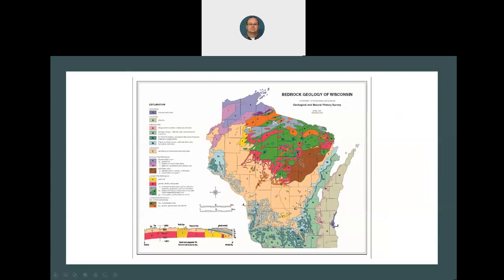Again, here's the bedrock of Wisconsin. We're over here. Our bedrock is dolomite. So dolomite and shale and dolomite. Up in Door County, there's a lot of quarries right over in here, Manitowoc. Highway 43 runs right about there.